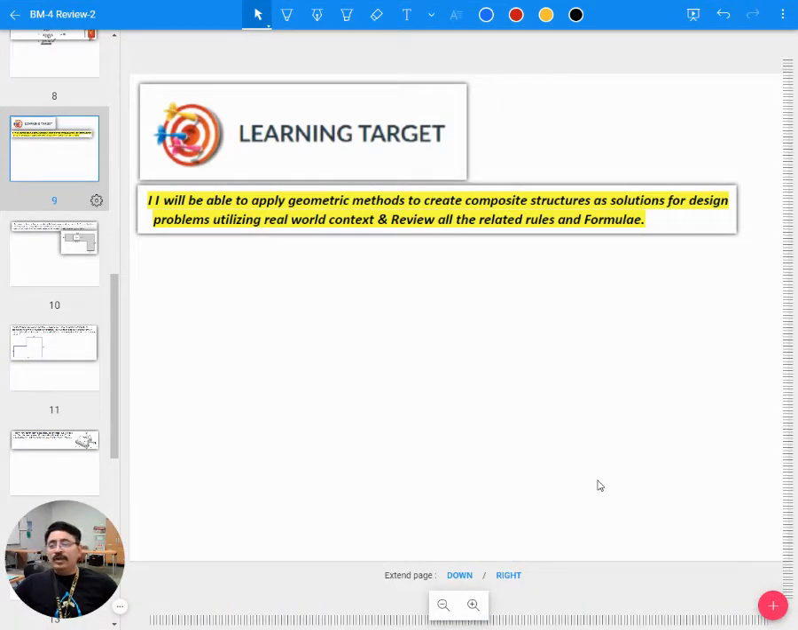Hi, in today's session, you will be able to apply geometric methods to create composite structures as solutions for the design problems utilizing real world context and review all the related rules and formulae. So let's quickly jump to the first question of the day.